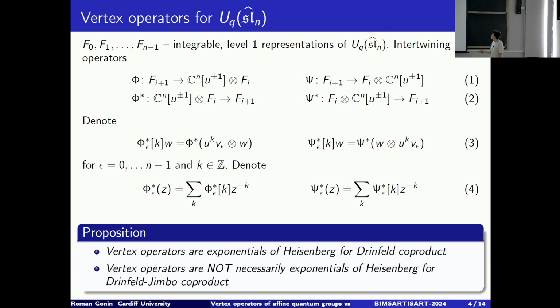As I said before, we have two different coproducts. For the Drinfeld coproduct, because we have an explicit formula for co-multiplying ki(z), there is a formula for these operators: they are exponentials of Heisenberg operators. For the Drinfeld-Jimbo coproduct, these operators are much more complicated. Some of them also admit an exponential formula, but most of them don't.